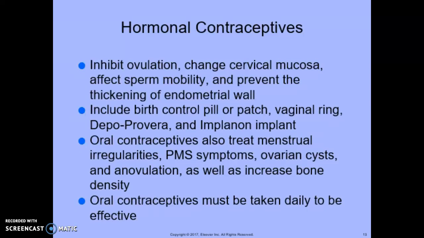In the vaginal ring, we talked about something like a NuvaRing. This is a contraceptive device that is made of a flexible plastic and it's inserted into the vagina. Depo-Provera is an injectable, so if they're using Depo-Provera, they will be getting a shot for the Depo-Provera.